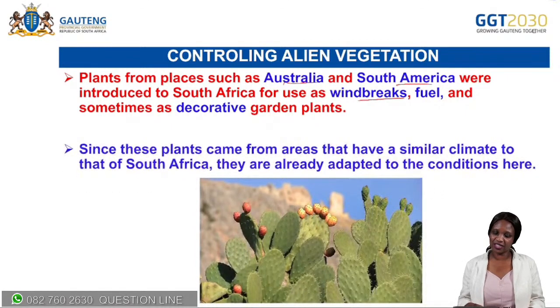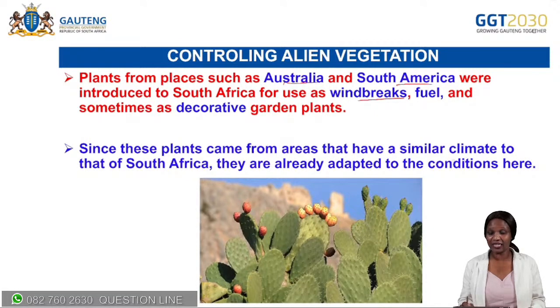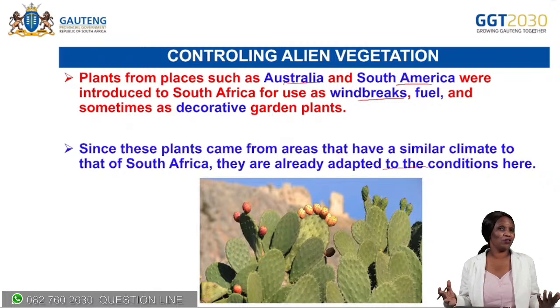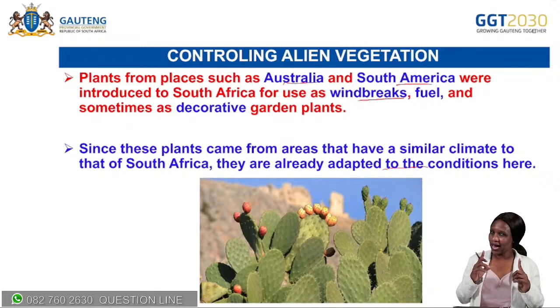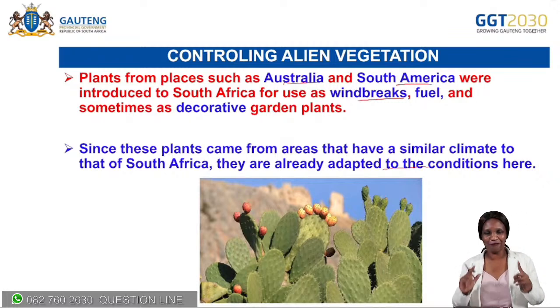And then, since these plants came from areas that have a similar climate to that of South Africa, they are already adapted to the conditions here. Therefore, they will grow and thrive. But the problem is that they don't have the natural enemies. Okay.